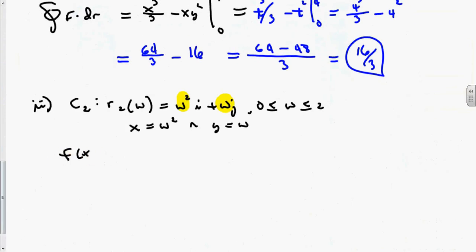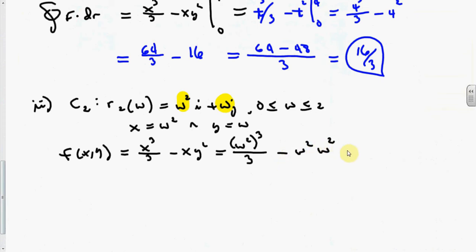So f of x, y, which we found to be x cubed over 3 minus x times y squared, is equal to, here, w squared to the third over 3 minus x, but that's w squared, times y, that's w to the second. So we get w power raised to power, multiply the powers, that's w to the 6th over 3 minus w to the 4th.